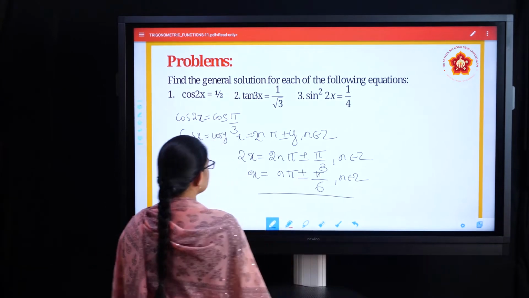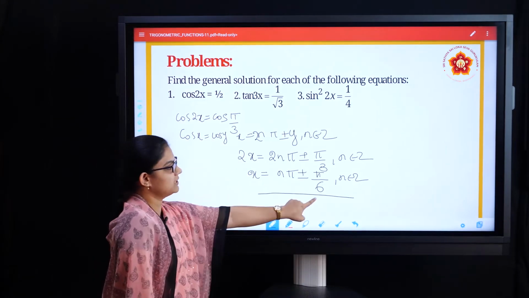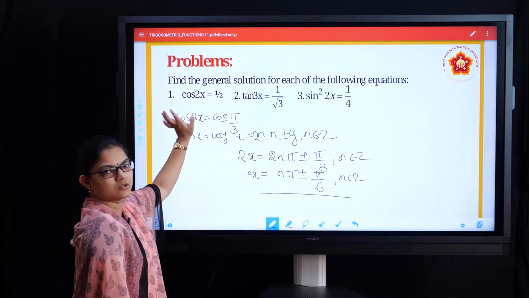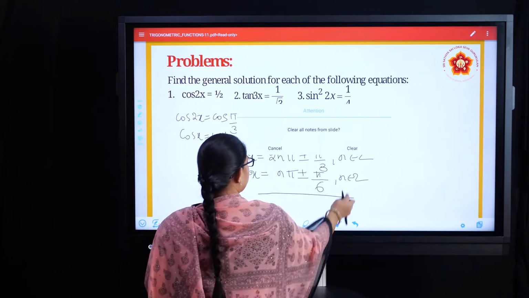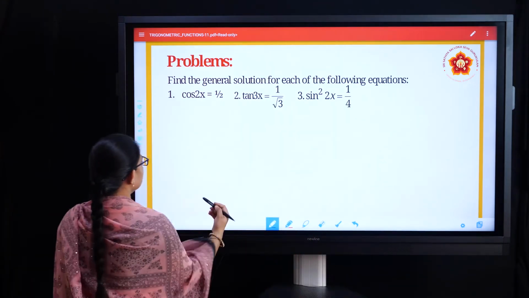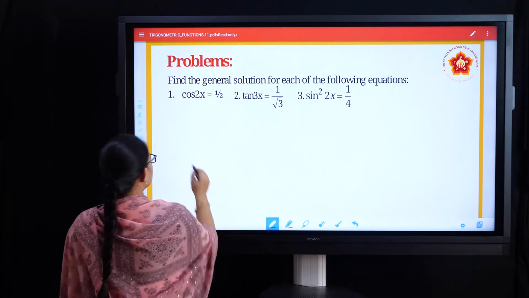So therefore x is equal to n pi plus or minus pi by 6 for n belongs to Z is the general solution of cos 2x is equal to half. Next question we have tan 3x is equal to 1 by root 3.